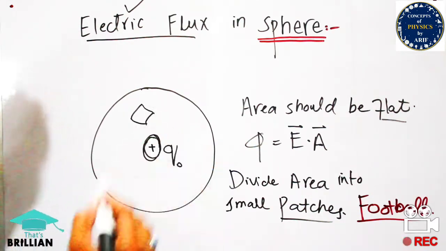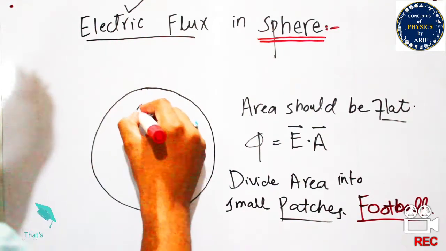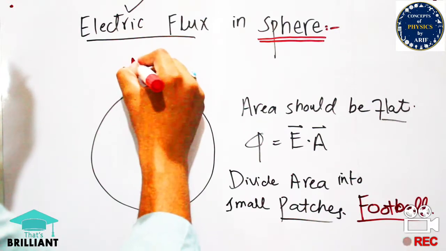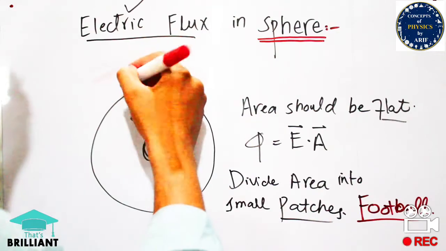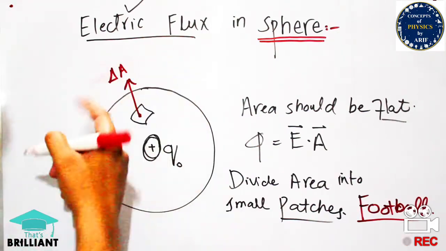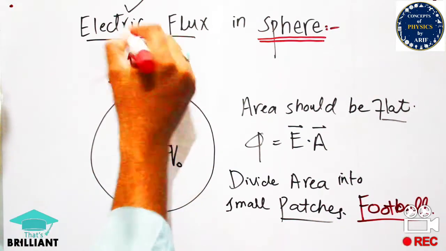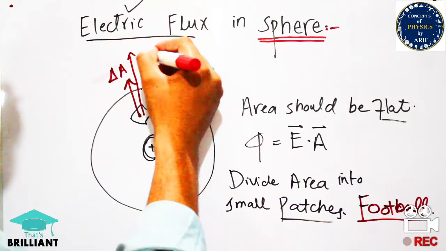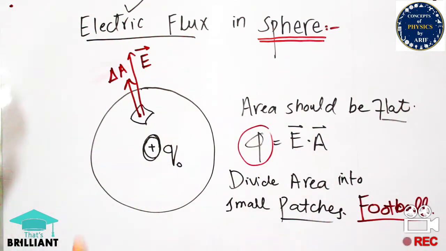I have drawn a flat shape having an area delta A, and if we consider that the number of electric field lines passing through this area will be E, so delta A is the small patch of area, and the number of electric field lines passing through this area is the electric field E. And if we calculate the number of electric field lines passing through this area, it will be the flux of that region. So the concept is the same.